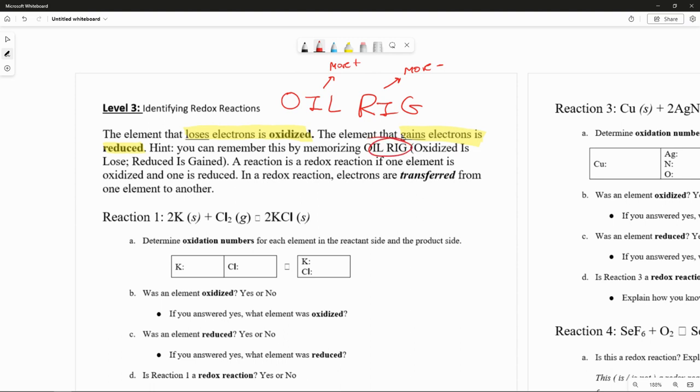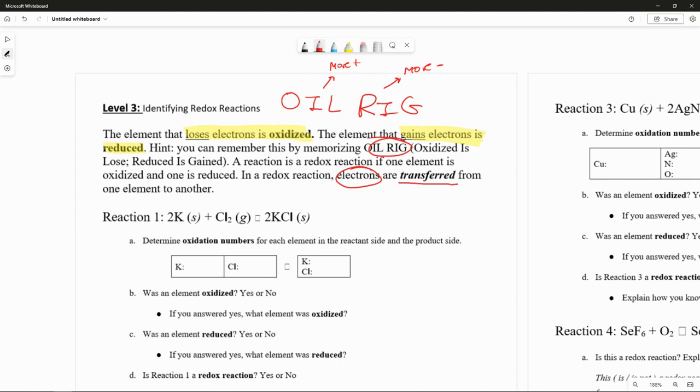And a reaction is a redox reaction if one element is oxidized and one is reduced. That means if you have both an oxidation occurring and a reduction occurring, then it is a redox. If there's only oxidation occurring, that is not a redox. Same for reduction. In a redox reaction, it has everything to do with electrons. Electrons are transferred from one element to another.